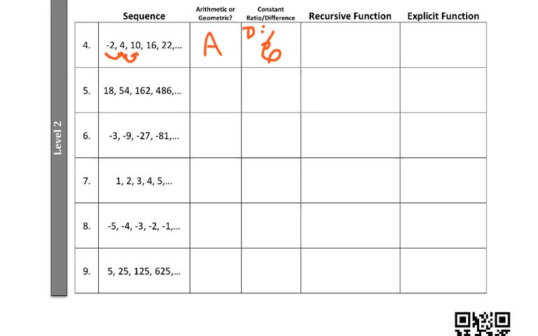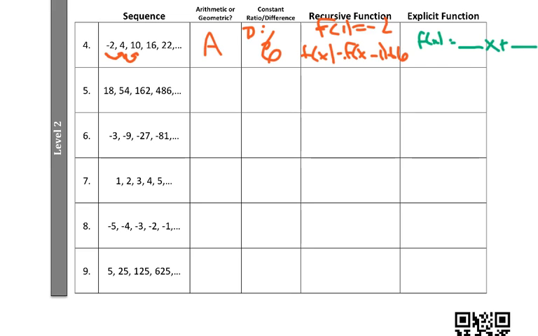Okay, so then the next thing we should do is write a recursive function. The first number in the sequence is -2. To get the next number, we're going to look at the number before it and add 6. And since it's arithmetic, I know it's going to be f of x for the explicit function equals blank x plus blank. Now remember, the number next to the x is always your pattern.